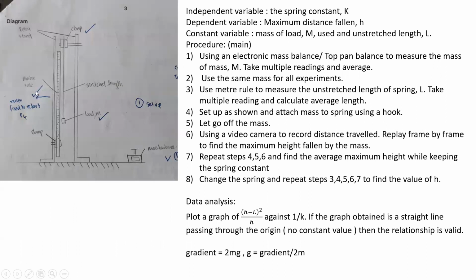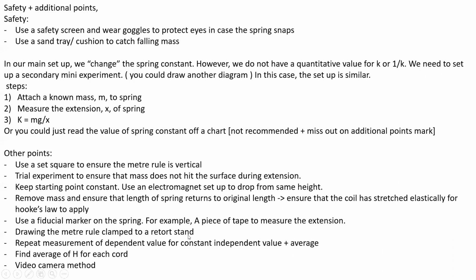Drawing the meter rule clamped to the retort stand. I've marked myself here, which is D4, which is basically an additional 0.4. You can either mention it in your additional points or just draw it. Like I said, include all useful apparatus because you get marks for it even if you've drawn it but you don't mention it. Find the average value of H for the cord and video camera method. So these two also give you additional points.